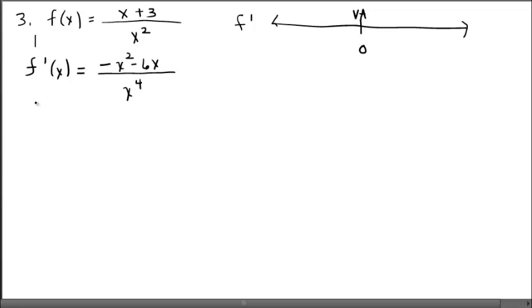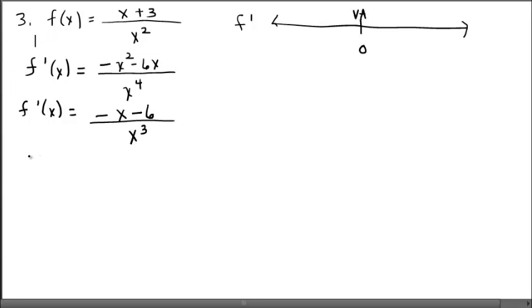I left that in there, but notice now I could factor out an x and cancel it with one of the x's in the denominator. So in fact, I end up with negative x minus 6 over x cubed. For the purposes of what we're doing, it's not real critical to simplify all the way down, but it does help with your work. All right, so let's take a look at this derivative.